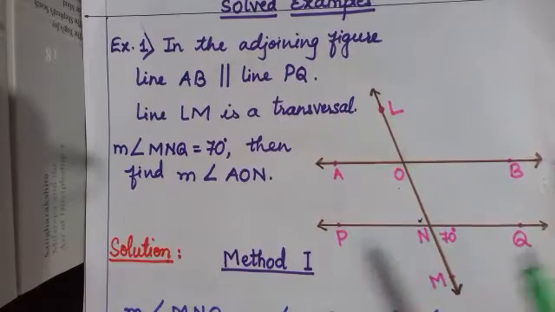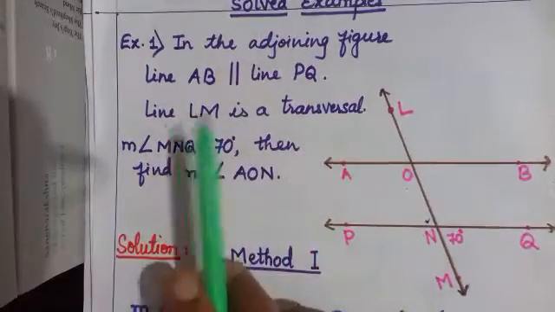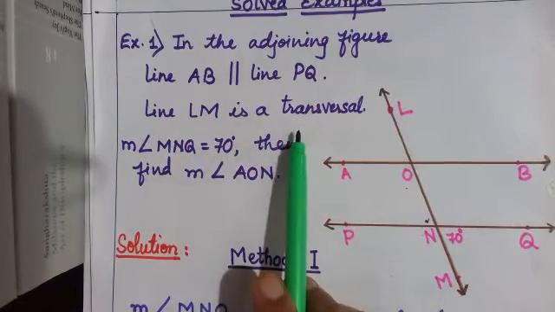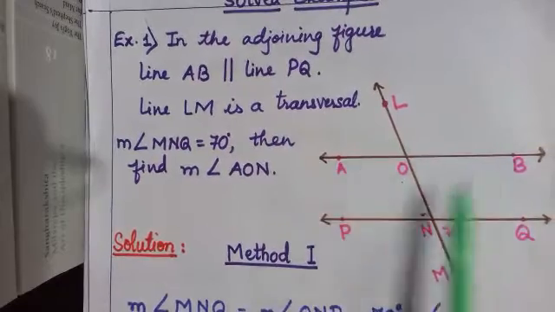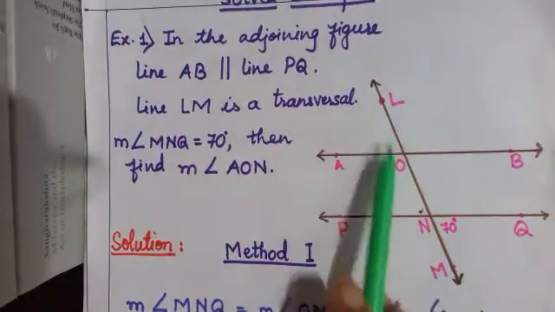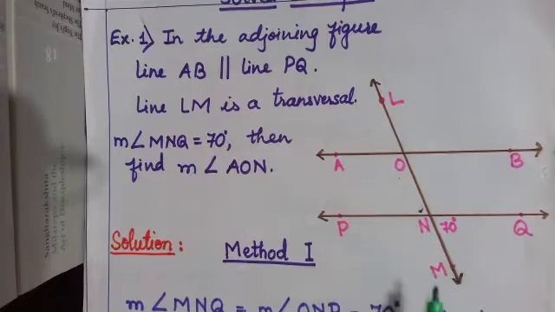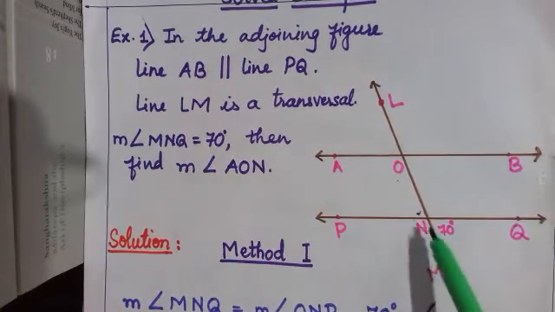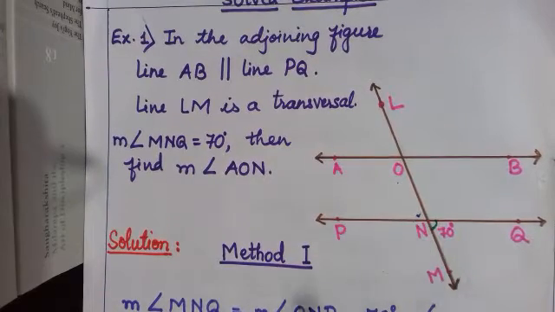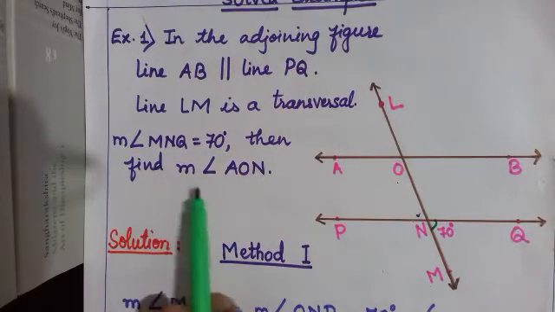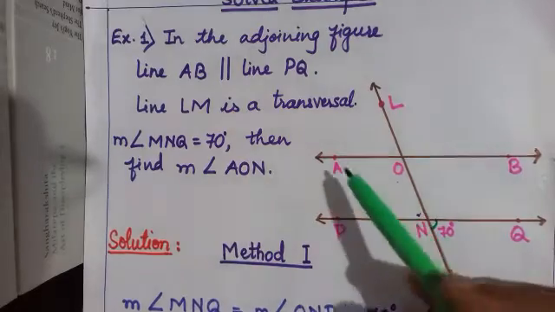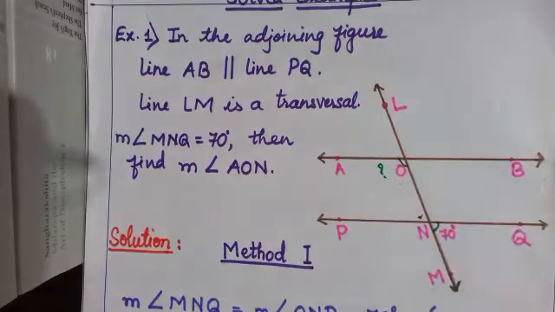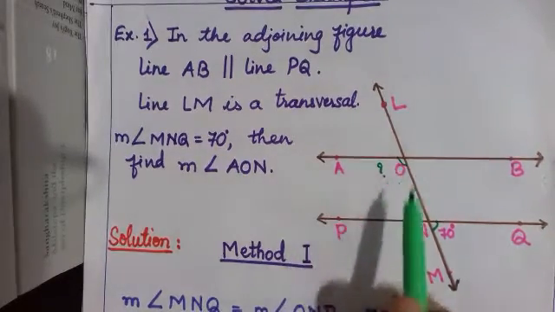Example number 1. In the adjoining figure, line AB is parallel to line PQ and line LM is a transversal. Here in this figure, AB and PQ are parallel lines and LM line is a transversal. Measure of angle MNQ is 70 degrees. Then you have to find measure of angle AON. This angle AON you have to find. So what will be the measure of angle AON?